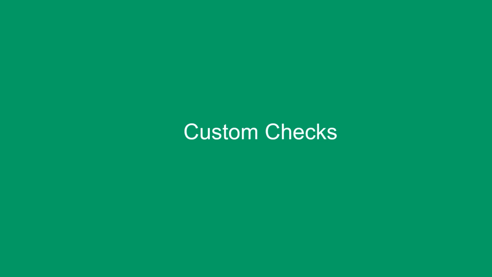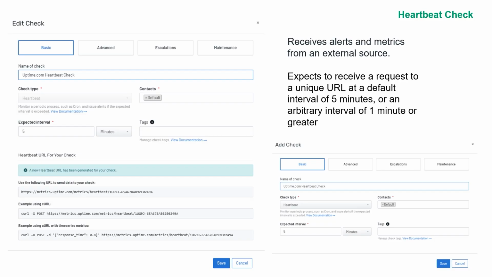Lastly are the Uptime.com custom checks. Uptime.com custom checks monitor your processes, jobs, relay attributes, report back metrics, and response times. A heartbeat check expects to receive a request to a unique URL at a default interval of 5 minutes or an arbitrary interval of 1 minute or greater. You can specify minutes, hours, or days. Heartbeat checks confirm that the processes they are monitoring are indeed active and issue alerts if they are not.